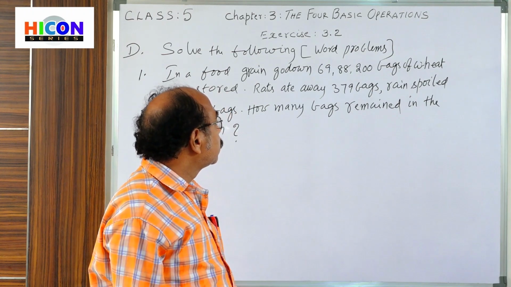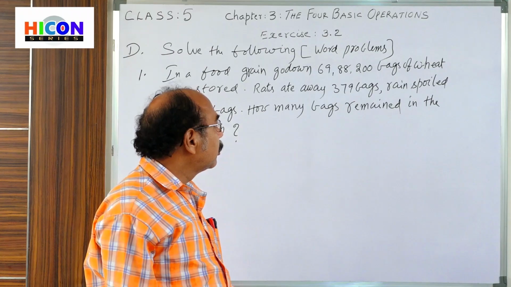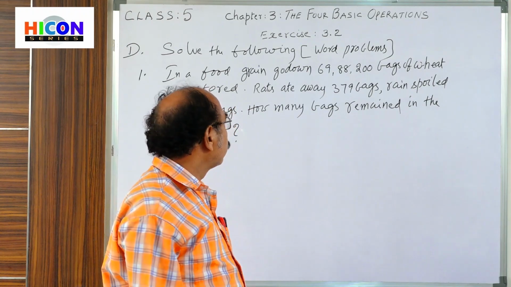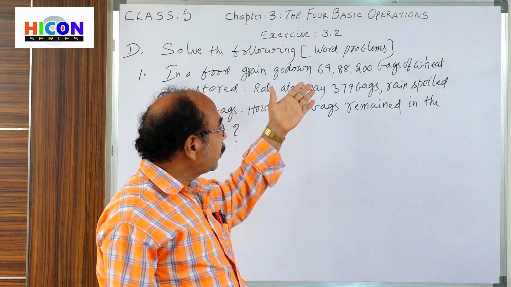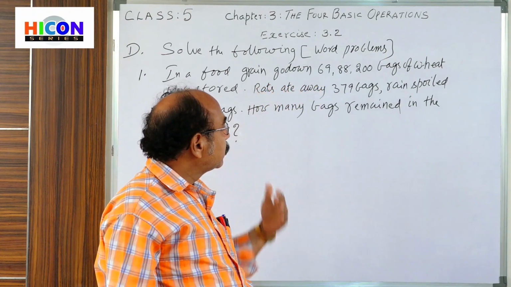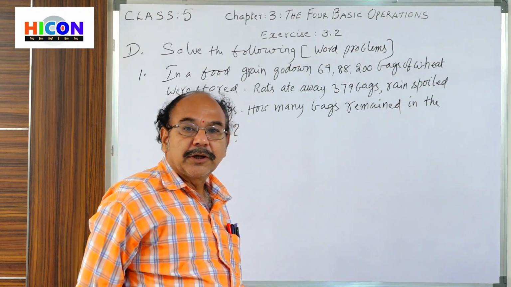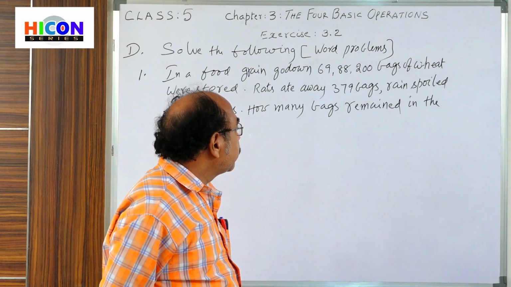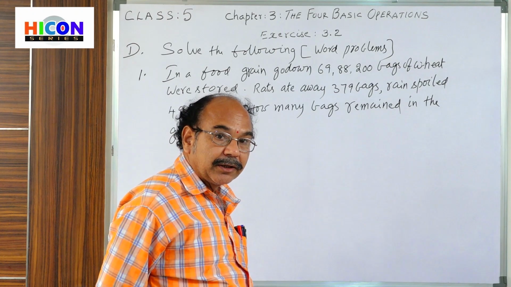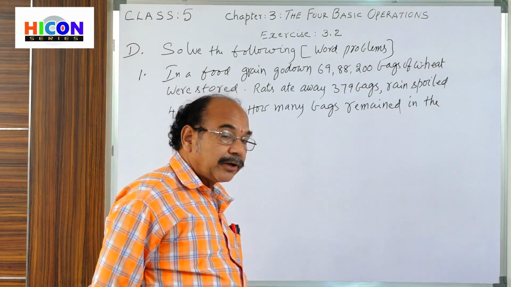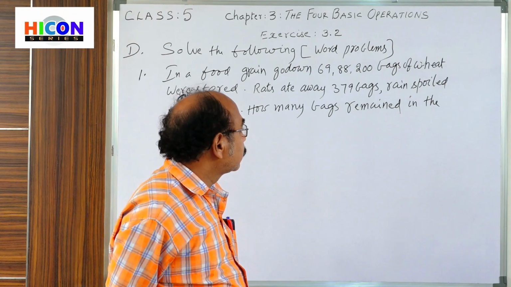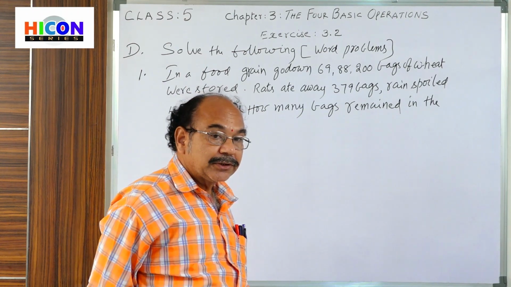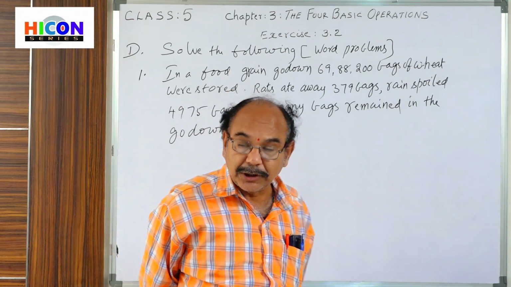See, 69,88,200 bags of wheat are stored. That much of bags are stored in the godown. Okay. Very in the beginning, in the godown, how many bags are there? 69,88,200 bags are there. Now what happened? Rats ate away 379 bags. Rats are there. Rats will eat. So rats ate some bags. How many bags were eaten by rats? 379 bags. Okay, children.